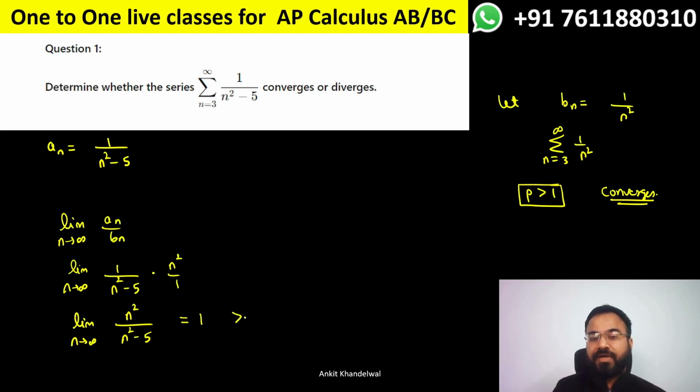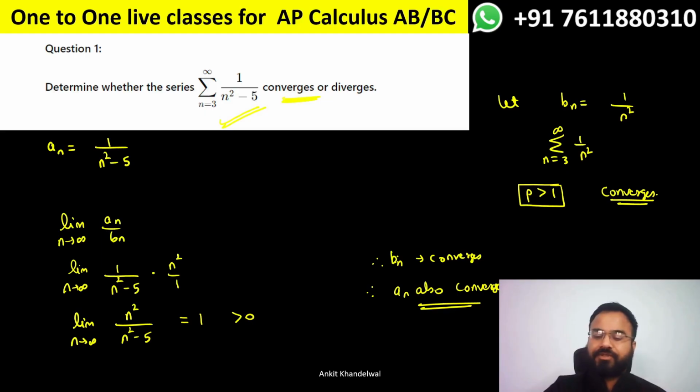Now since 1 is greater than 0 and finite also, both have the same nature. Since bn converges, therefore an also converges. So this particular series converges this time.